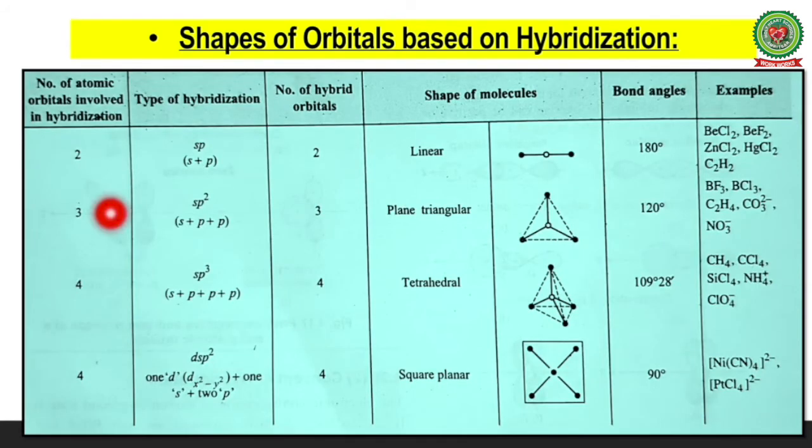The next is when the number of orbitals is 3, that means first the s orbital, then 2 p orbitals combined together. This will give rise to 3 hybrid orbitals, and in this case the shape of the molecule will be plane triangular, or we can say trigonal planar, and the angle will be 120 degrees, and these are some of the examples.